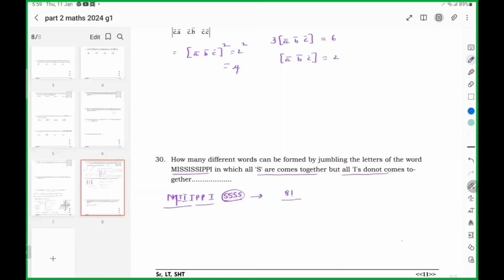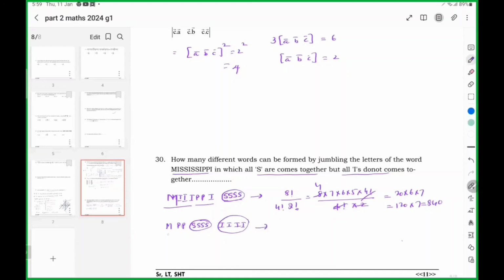So treating it as one unit, total 8 factorial by 4 factorial into 2 factorial. So 8, 7, 6, 5, 4 factorial into 2. So 20 into 6 into 7, so 840 ways, where all i's are together.